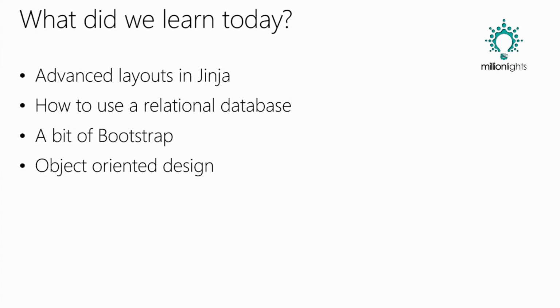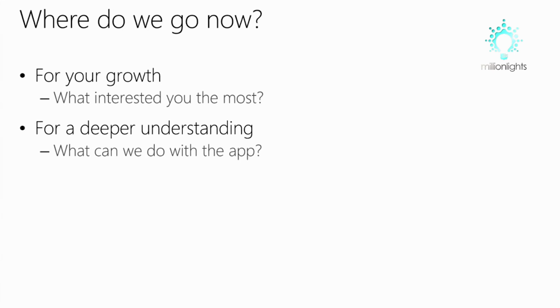It sure is. What did we learn? Well, we learned Jinja, amazing layouts, relational databases, Bootstrap, and object-oriented design. But the other thing is this, actually, take a step back. If you joined us in the first course, you went from what is a variable to starting to use Bootstrap and relational databases and Redis key value pairs.